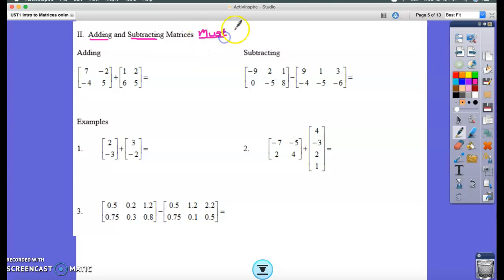They must be the same dimension, same size. If they're not, there's not going to be an entry to match up with an add, which is really the key to adding and subtracting matrices.